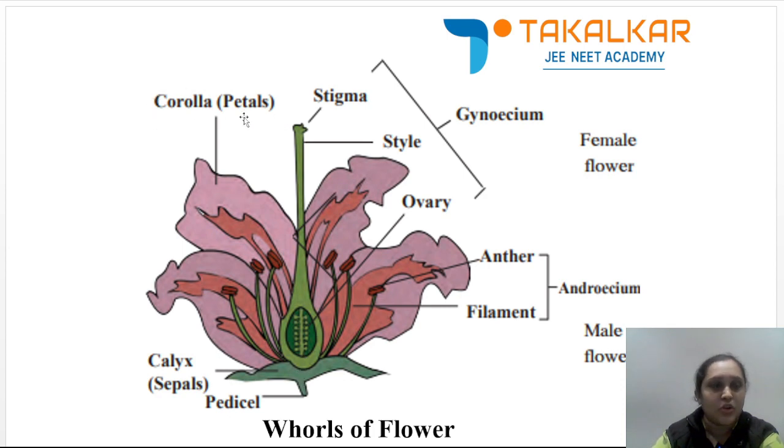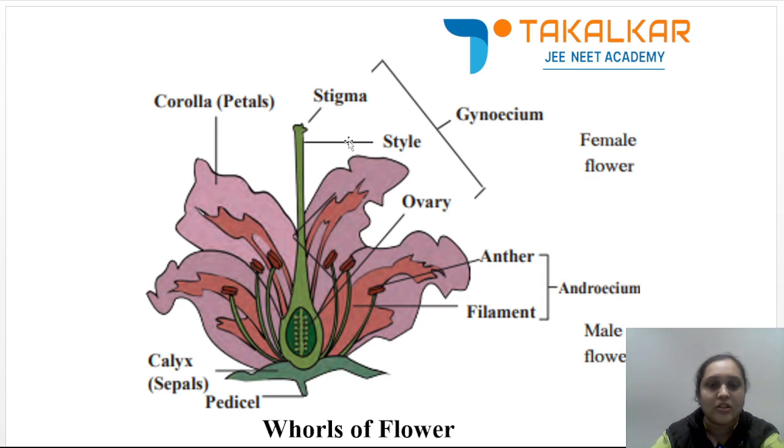Corolla, which is made up of petals, is mostly colorful and responsible for pollination, one of the most important events in the process of fertilization. Next, gynoecium, which is known as the female part of the flower, consists of ovary, style, and stigma. Next is androecium, which is known as the male reproductive structure, which consists of filament and anther.